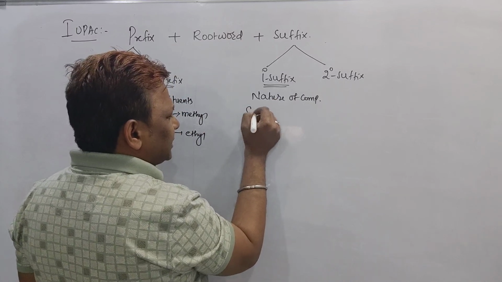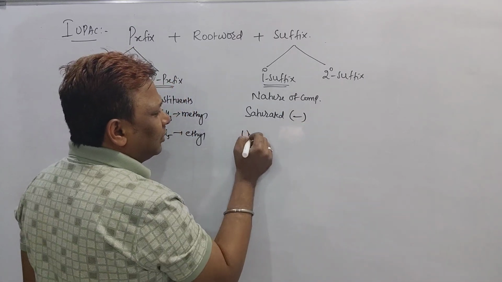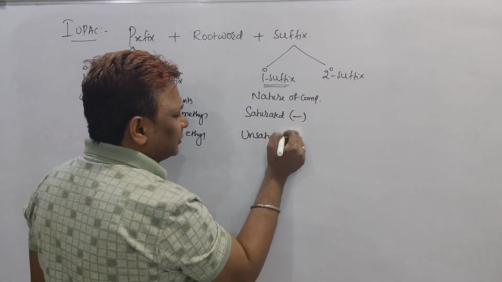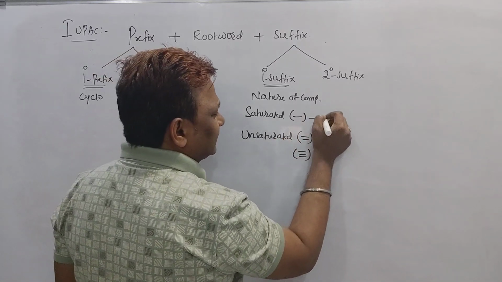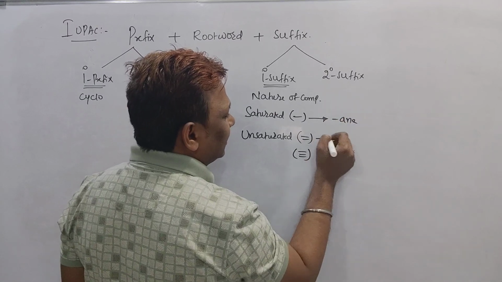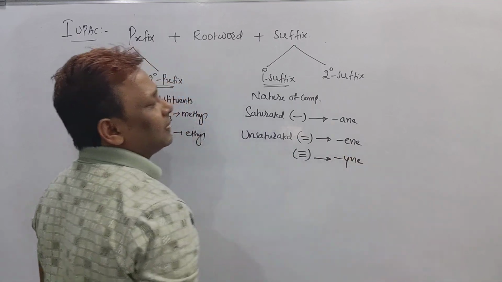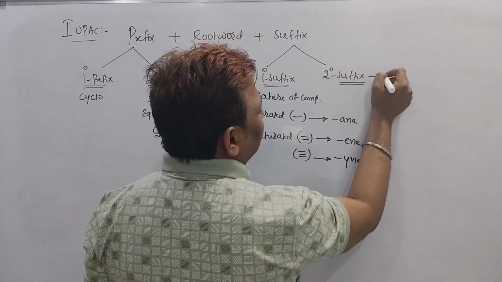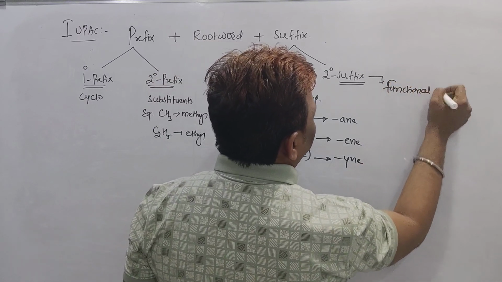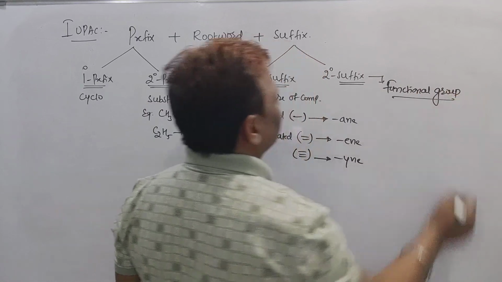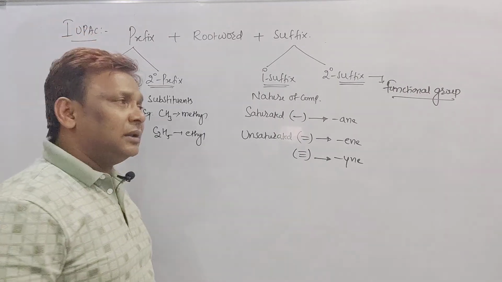If the compound is saturated, do you know what saturated means? A compound containing single bonds. Or if the compound is unsaturated, it may contain a double bond or a triple bond. If it is a single bond, you should add ANE. Double bond, you should add ENE. Triple bond, you should add YNE. And the secondary suffix indicates the presence of a functional group. Right, beta? What kind of functional group it will have, based on that we are able to write the name of the compound.